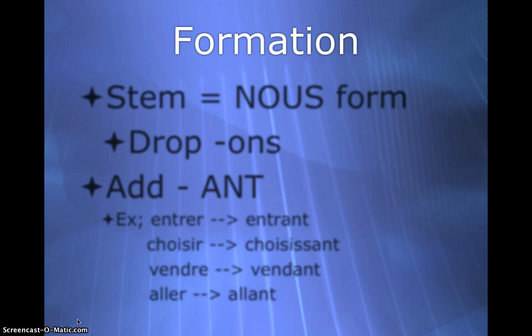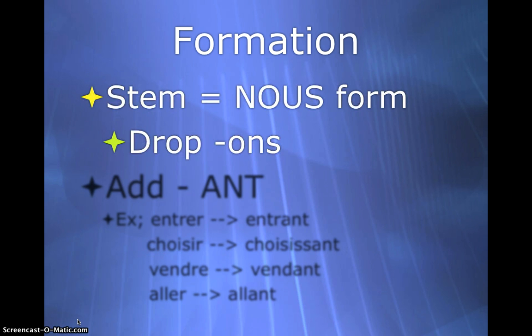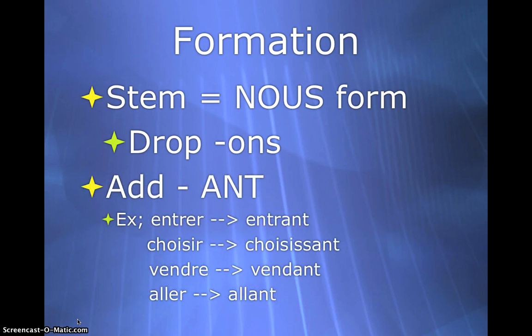Okay, first thing we're going to start talking about is how to form a participle, or how to make one. Then we're going to talk about how and when we want to use it. So the stem is the new form of the verb, which might sound a little familiar. That's why we started with the imperfect in this unit, to pair it with the participle. Once you take off the ONS, you're going to add ANT.